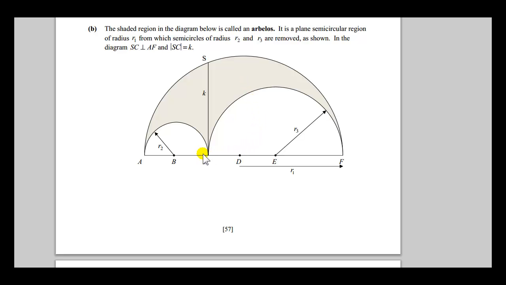So a circle standing on the line k, a circle with a diameter equal to the length of the line k, has the same area as the Arbelos, the shaded region. It's quite interesting.